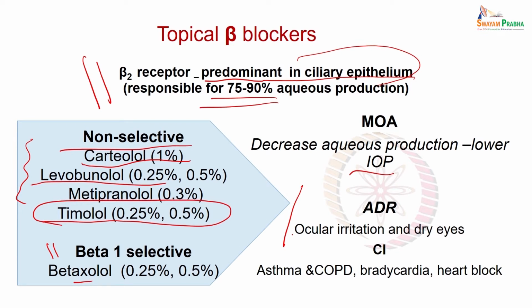Contraindications: bronchial asthma, COPD (chronic obstructive pulmonary disease), bradycardia, and heart block, because even a small quantity of beta blocker which goes into the systemic circulation can precipitate bronchial asthma and can reduce the heart rate.